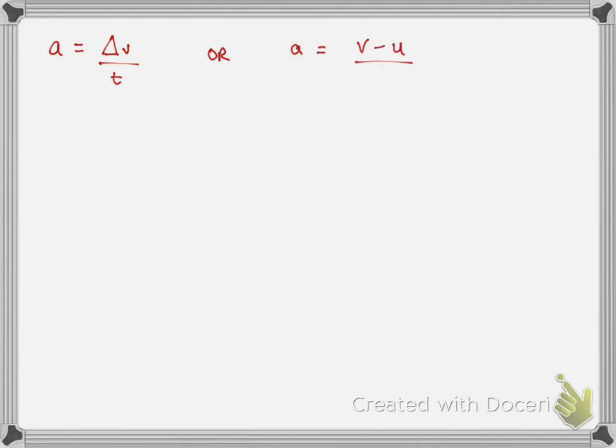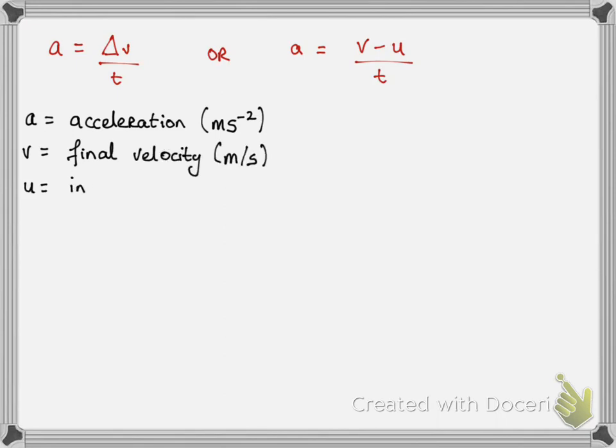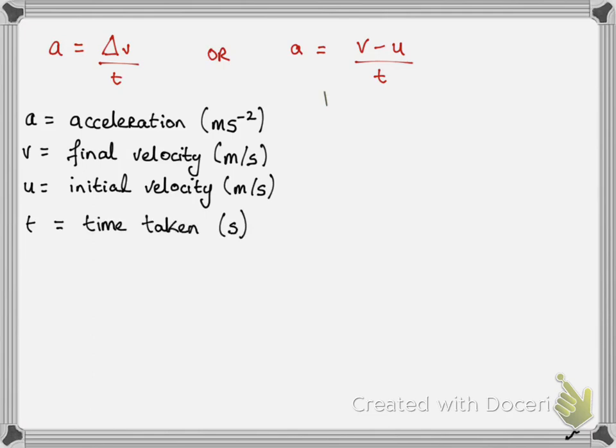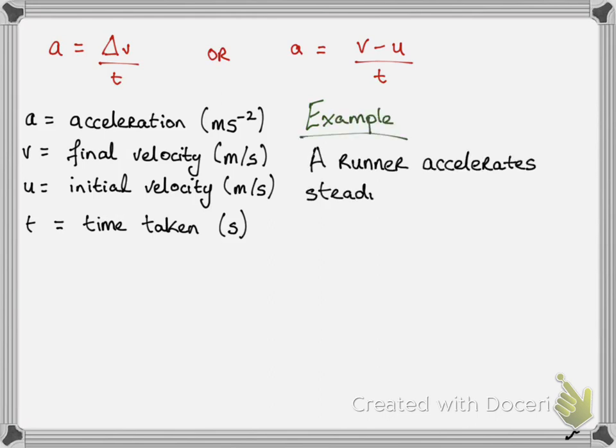So another way to write this is that a is equal to v minus u divided by t, where a is acceleration, v is final velocity, u is initial velocity, and t is time taken. Acceleration is measured in meters per second to the -2. Velocity is measured in meters per second to the -1 or meters per second, and time taken is measured in seconds.